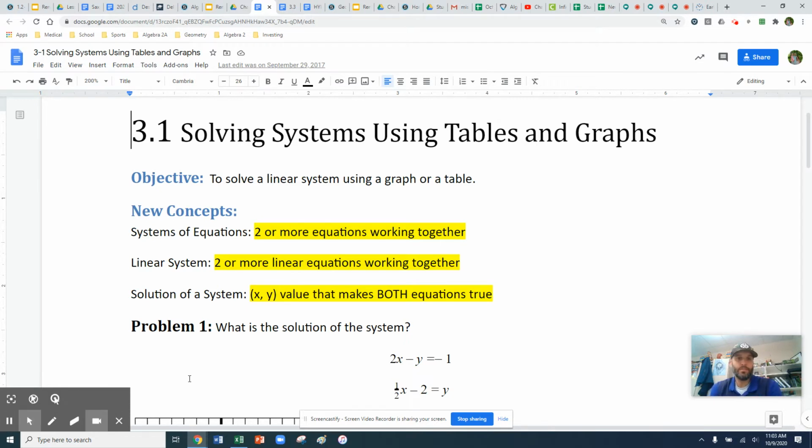So what is a system of equations? A system of equations is two or more equations that are working together. So it could be like the cost of two different businesses that you're shopping, or something along those lines. A linear system is two or more linear equations working together. And the solution of the system is the xy value that makes both equations true. So whenever we find a solution, we will write our solution as an ordered pair, x and y.